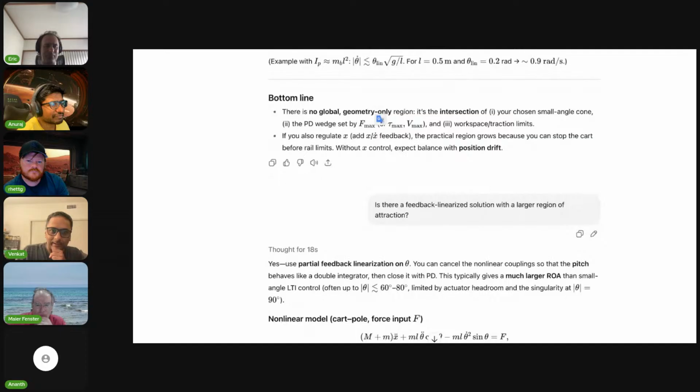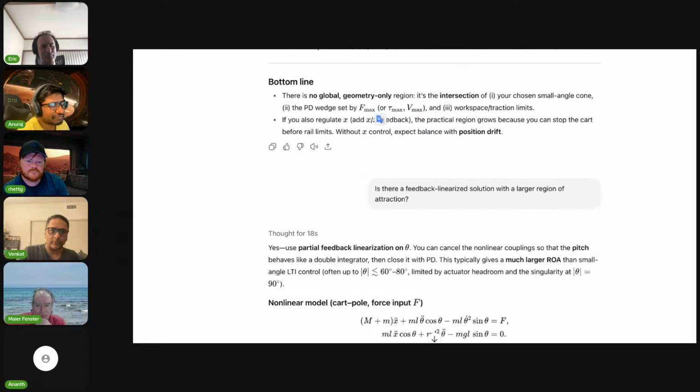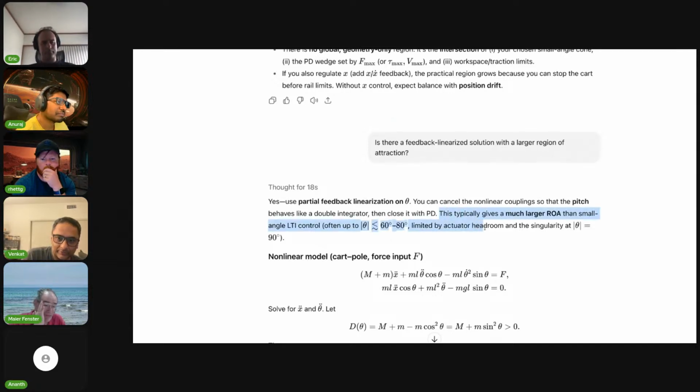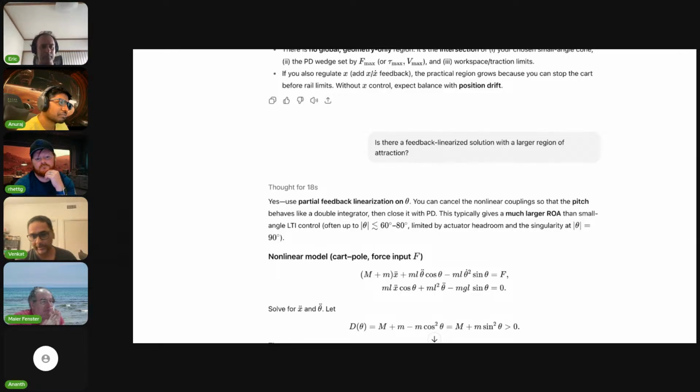Okay, now I started asking it about more complex controllers. So the first more advanced controller that's worth thinking about, I might try to implement this if I can get into the code and get good enough at the implementation side. There's a type of control called feedback linearization, where you basically artificially make the nonlinear equations look linear. The advantage is this gives you a much larger region of attraction than naive small angle linear control. And as it shows you, it gives you like 60 to 80 degrees, limited by how strong your actuators are.